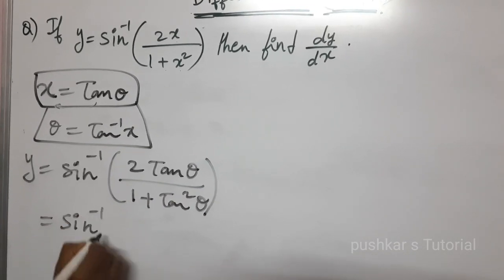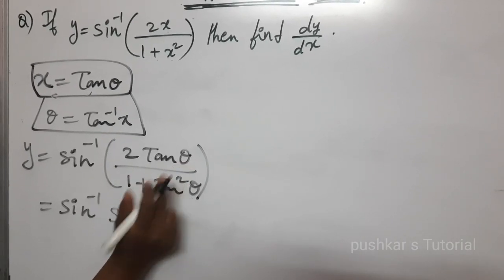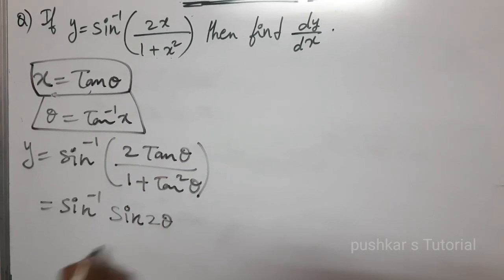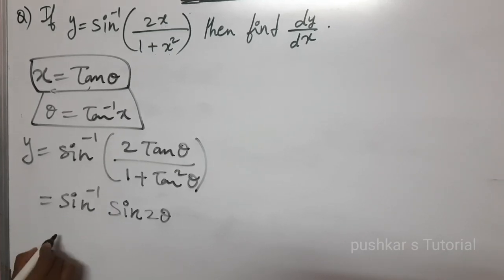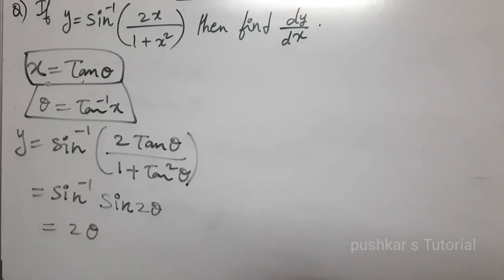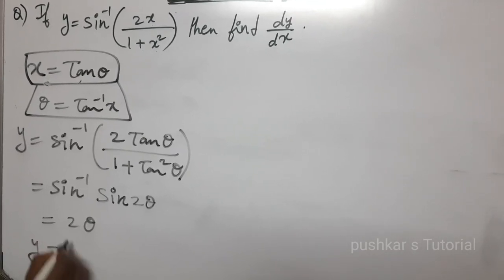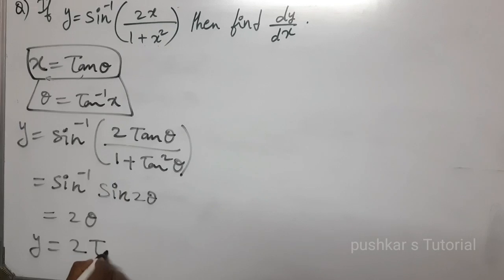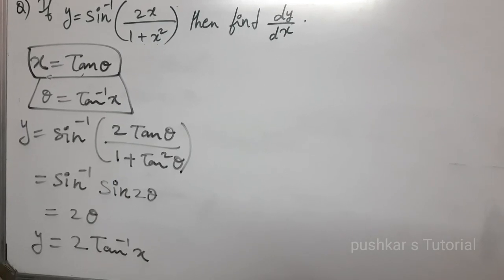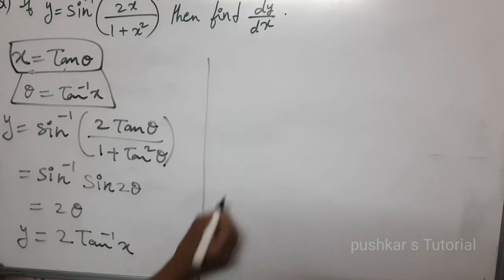So sin inverse, it is the sin 2a formula. Instead of a, theta is there. Sin 2 theta. Sin inverse, sin removed. So what is left out? 2 theta is left out. Next, y is equal to theta, in the place of theta what we got? Tan inverse. So 2 tan inverse x. Now do differentiation with respect to x.